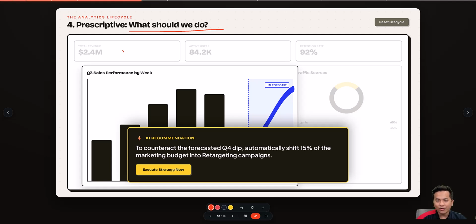In this example, what this thing does is basically use AI recommendation to provide the action after we already understand the whole issue from the descriptive to predictive. All right, so this is what prescriptive is.